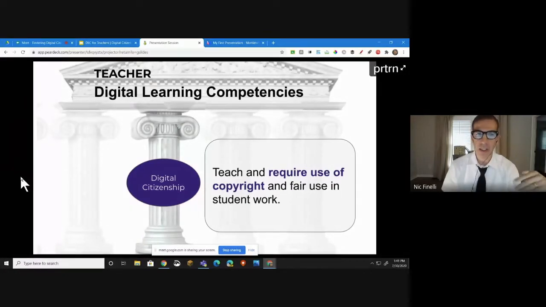Is it something that's just published for you to see, or is it published for the entire world? Maybe it's published on the web. Your copyright and how you use that is going to differ based on those items.